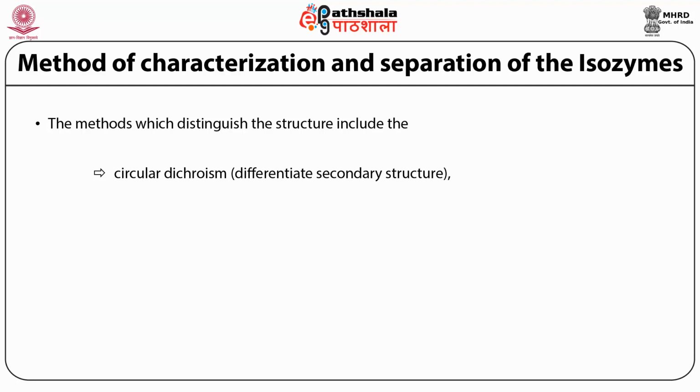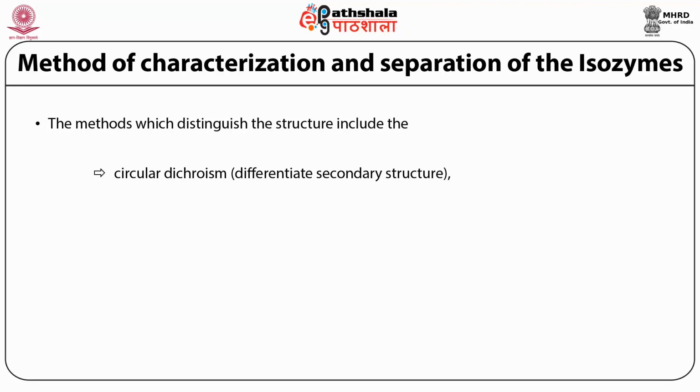We have a specific structure spectrum for alpha helix, for beta sheet, and for random coil. When you compare the CD spectra of different isozymes, you can see the differences in the secondary structure. So, CD can be used to differentiate two different isozymes and characterize them.